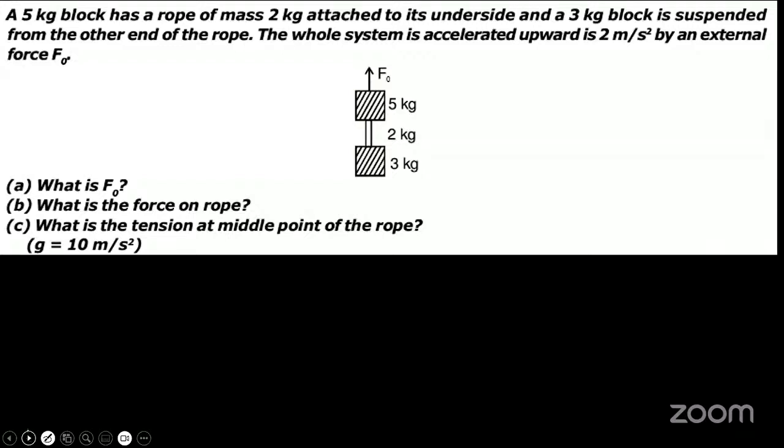Okay, let's go. This question can also be solved here. A 5 kg block has a rope of mass 2 kg attached to its underside, and a 3 kg block is suspended from the other end of the rope. The whole system is accelerated up at 2 meter per second square by an external force F naught. What is F naught? What is the force on the rope? What is the tension at the middle point of the rope?